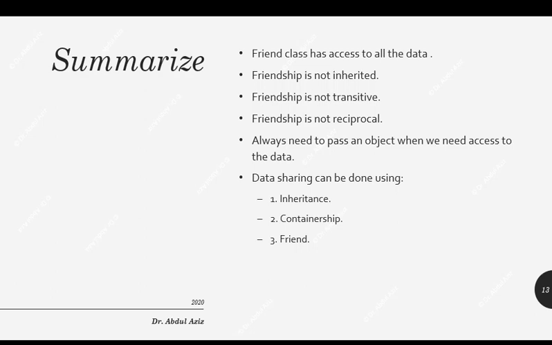Secondly, we can create a containership, which means we declare an object of one class in another class, and therefore every class has its own local copy of the object of the other class. And third is a very powerful concept, that is friend. By using friend, we have some extra privileges of accessing the private and protected data of any object that is created in the memory. So I hope that the concepts are very much clear.